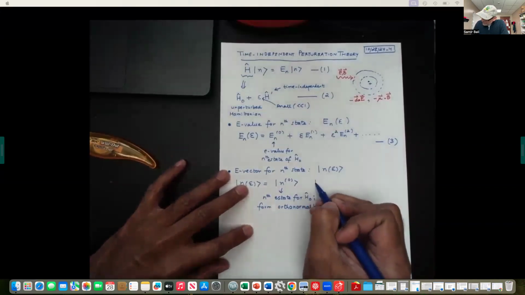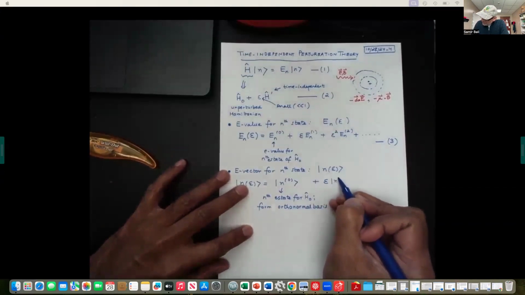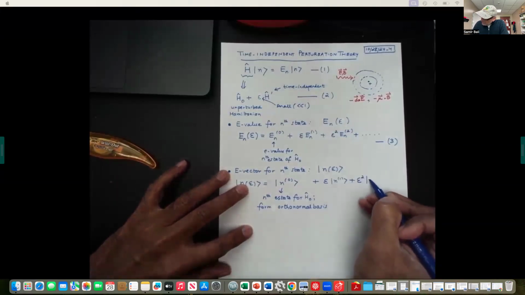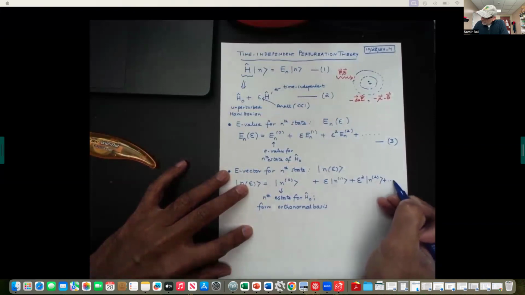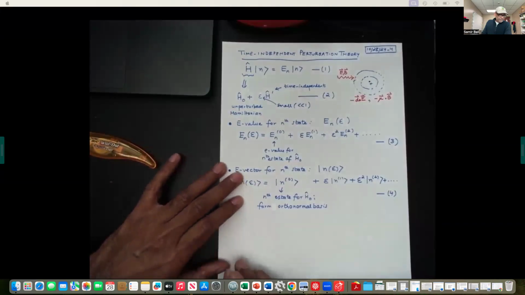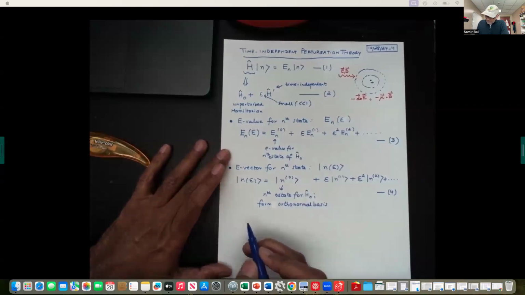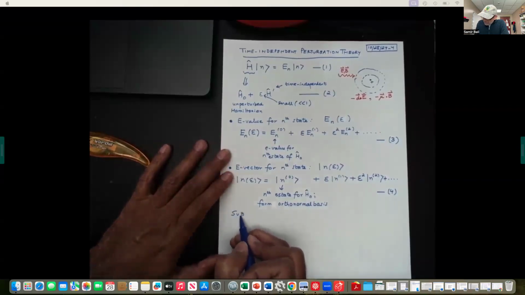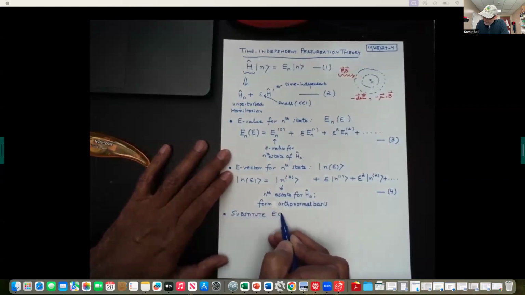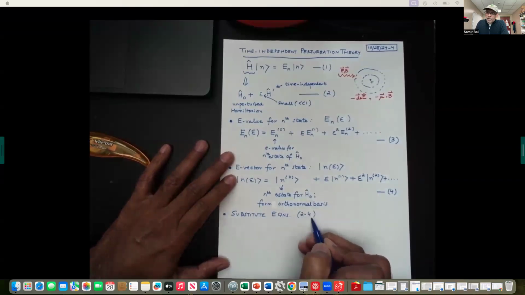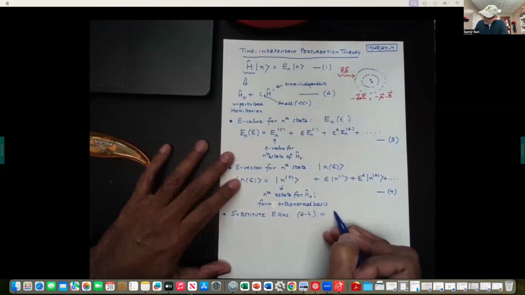Now, what's the first order correction? So here's your first order correction to the wave function. Here's your second order correction to the wave function. So now the next step is that, well, let's just substitute equations 2 and 4 in 1.